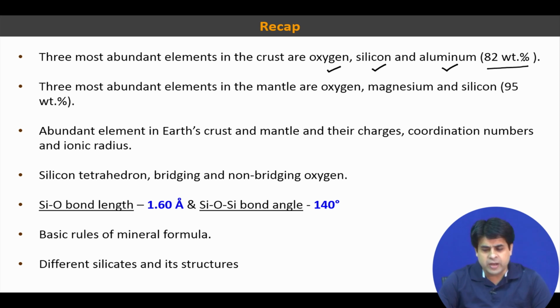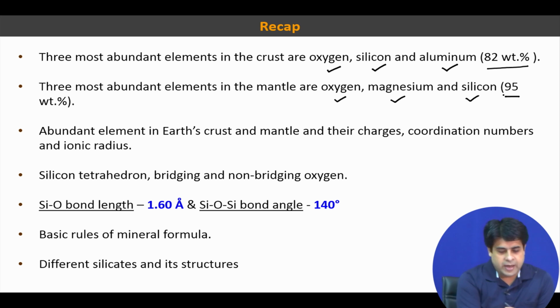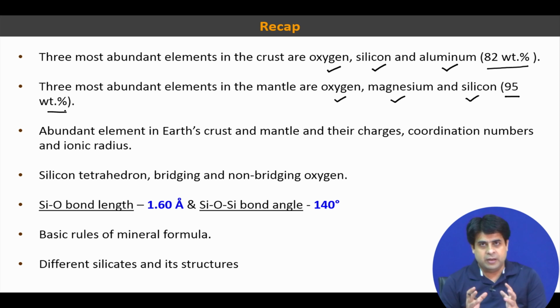When you go to the mantle, you will see that the order changes, and the three most abundant elements in the mantle are oxygen, magnesium and silicon. If you combine these three elements, you have almost 95 weight percent present in the mantle. Because the elements are abundant in different minerals, their mineralogy is completely different. We will discuss this in the next slide.